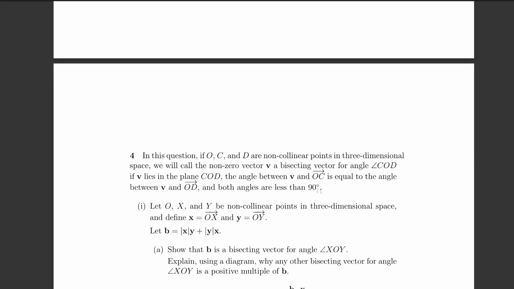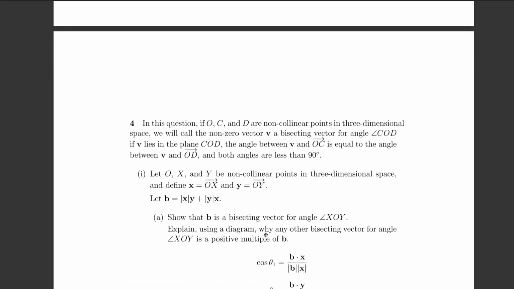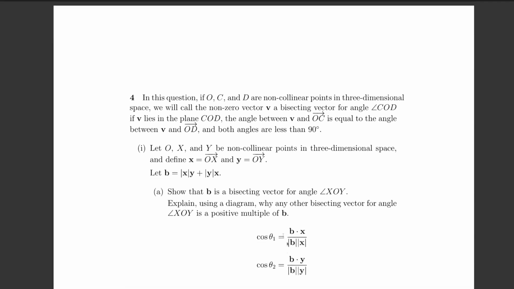So we need to prove that the angle between x and b is equal to the angle between x and y, and that both of those angles are less than 90 degrees. And you can do that all with just the dot product. So we try and find the dot product between x and b, and y and b, to find the two angles. Our goal is basically to show that these angles are the same, right?